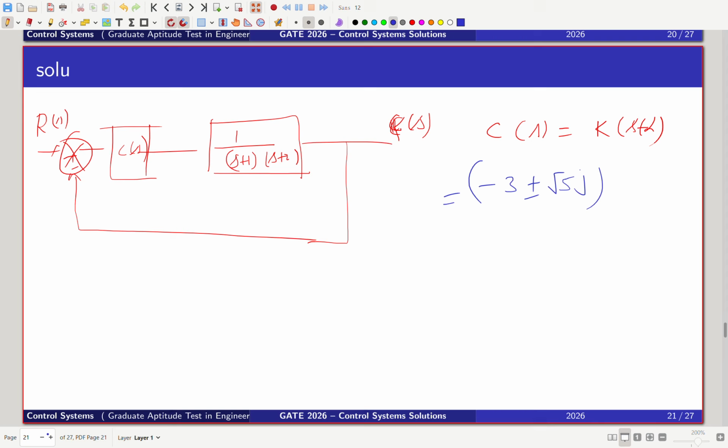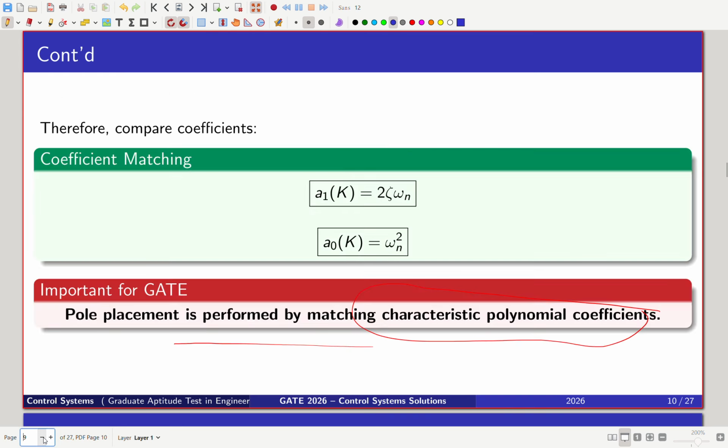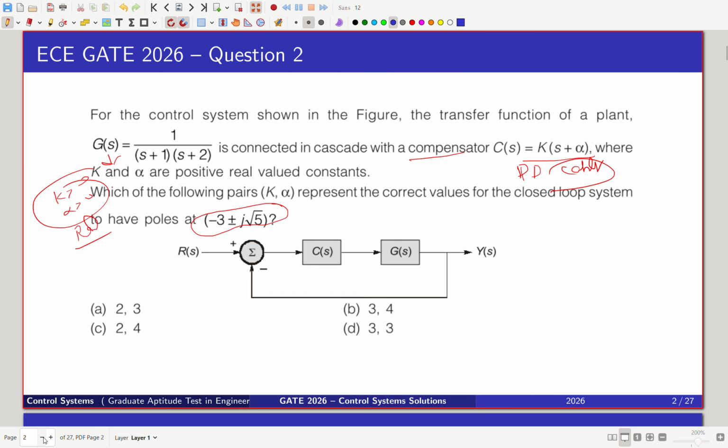So we find minus zeta omega n plus or minus j omega d. You can compare for this, since we know the standard equation. Otherwise, let us solve this also, in case you don't know it. Let us check this value again: minus 3 plus or minus j root 5, right?